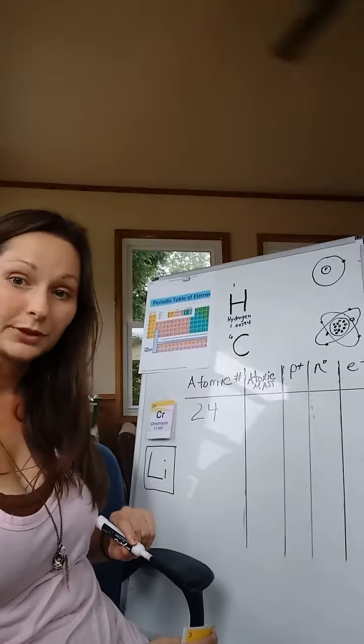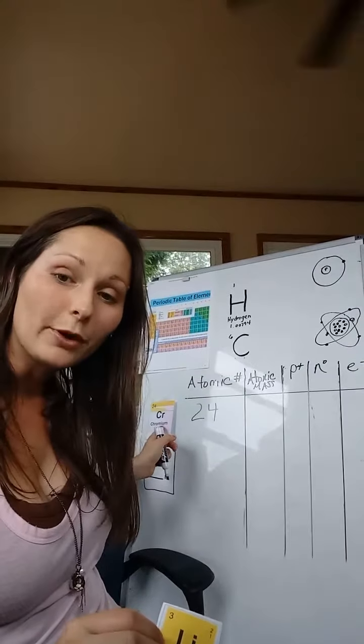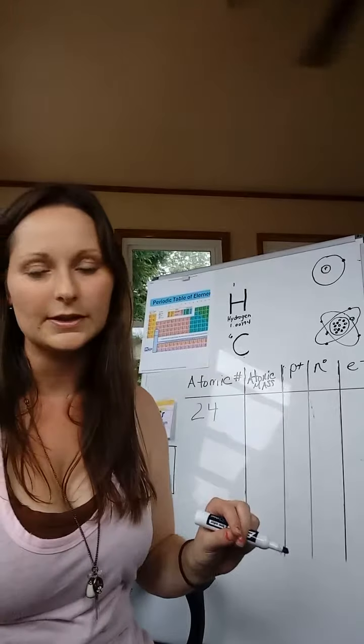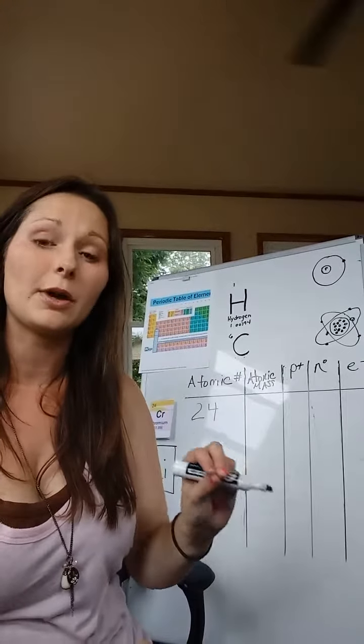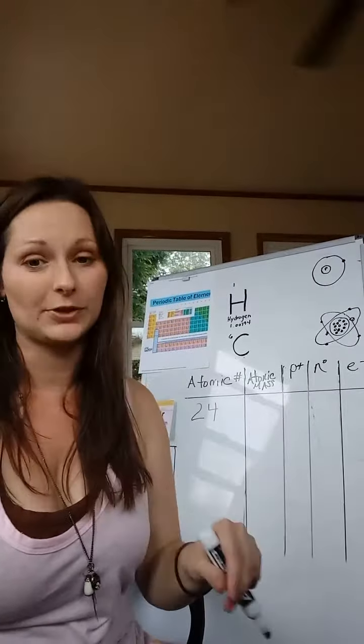There we go, 24. Now, our atomic mass, located right there, on chromium it was 51.996, so we say it's 52. In very rare instances you will have to be very, very accurate, but for right now we're just going to be precise, which means that we're going to be pretty darn close, okay? So, our atomic mass is 52.